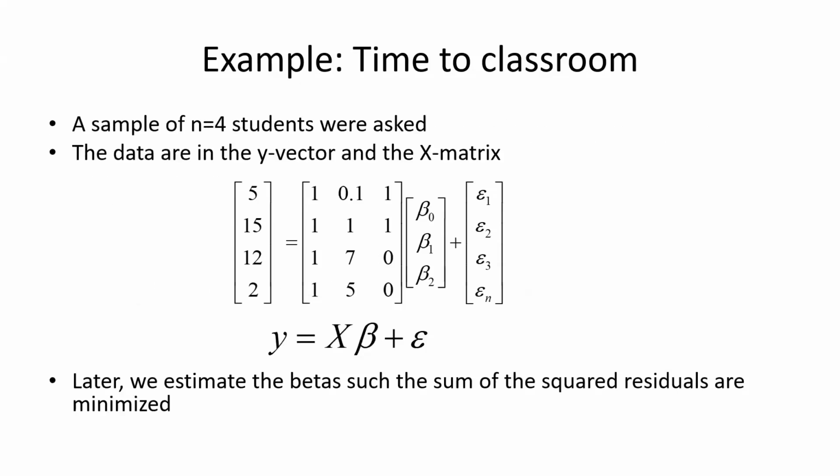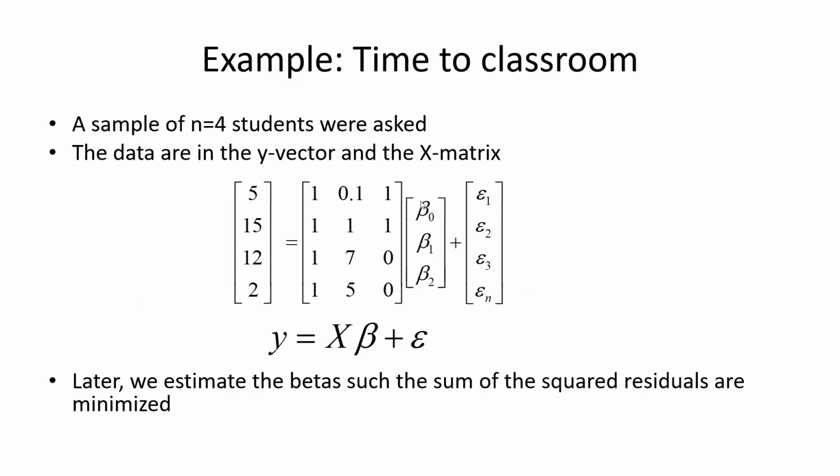The students are not silly, obviously. It's just the sample size that's silly. It's 4, so I have 4 observations here. And the time it took these 4 students is 5 minutes, 15 minutes, 12 minutes, and 2 minutes. And then I have my 3 coefficients, the intercept beta 0, the coefficient for x1 and the coefficient for x2.